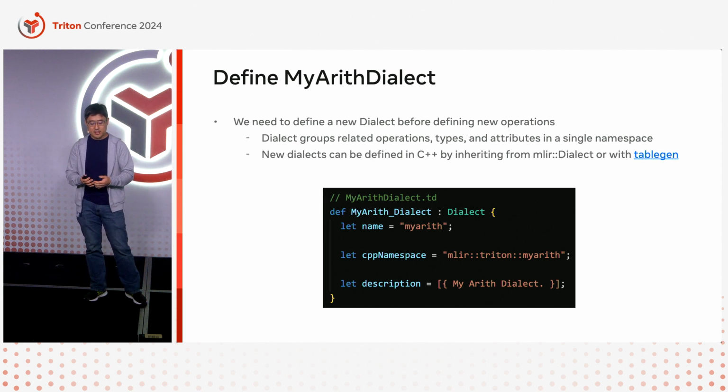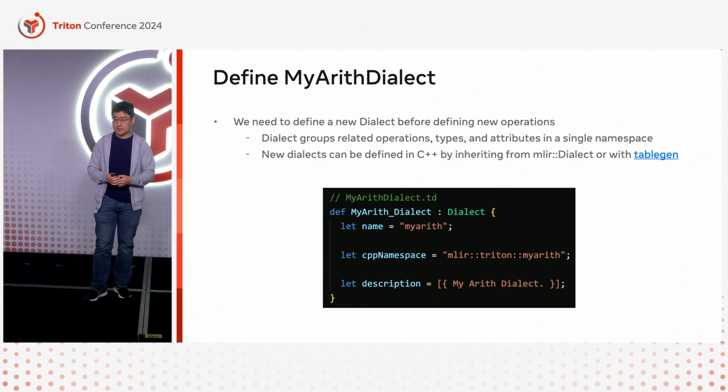So we'll be creating a myarith dialect.td file. In that, we'll define myarith dialect, which inherits the MLIR built-in dialect. We'll give it a name, a C++ namespace, and a short description. And that's all it takes to create this dialect.